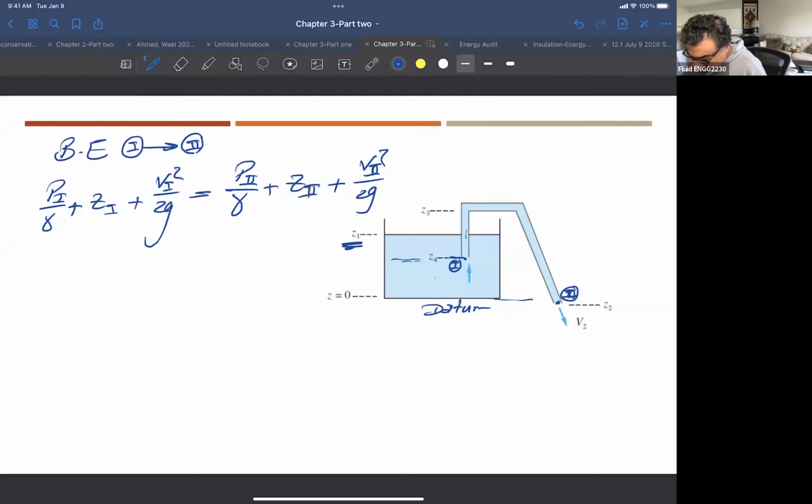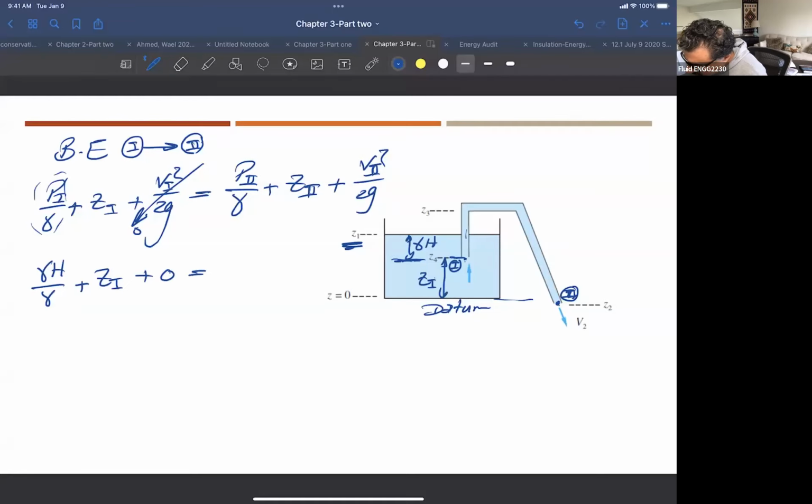So B1 is basically what? If you look at this, B1 here is going to be this gamma H, right? So this difference here. So it's gamma H. Now it is gamma H divided by gamma plus this location here, Z1, plus V1 square over 2g. We said it's inside the tank, so it's 0. Okay, so this is 0, equal.